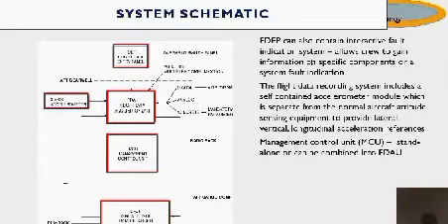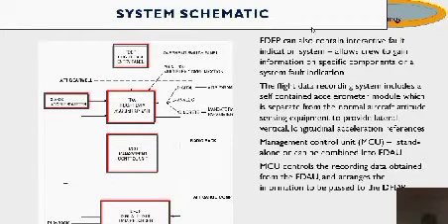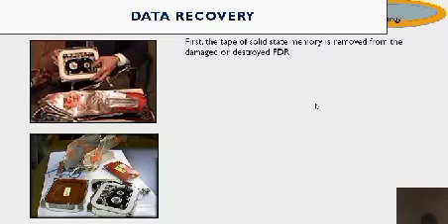The MCU, Management Control Unit, stands alone or can be combined into the Flight Data Acquisition Unit. The MCU controls the recording data obtained from the FDAU and arranges the information to be passed to the DFDR.